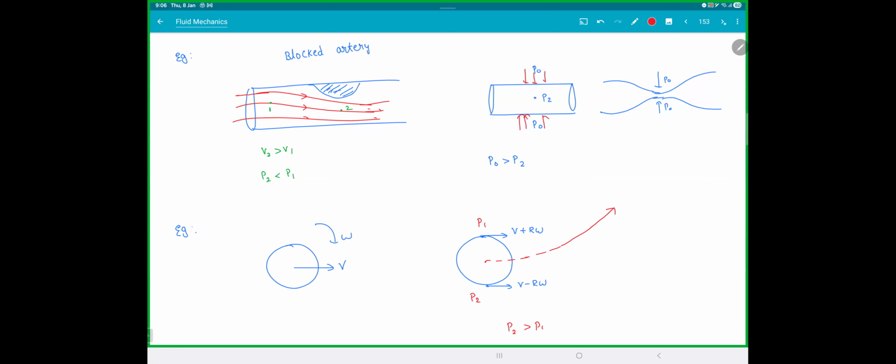So if you ever played football, you must have noticed that when you kick the ball, sometimes it goes over the goalpost. So spin matters.